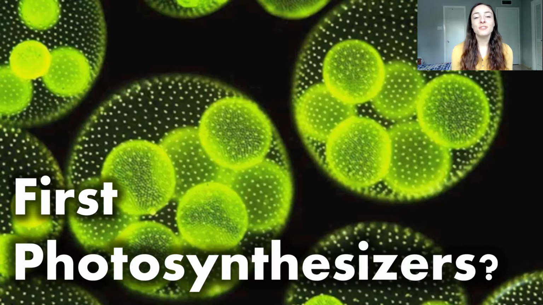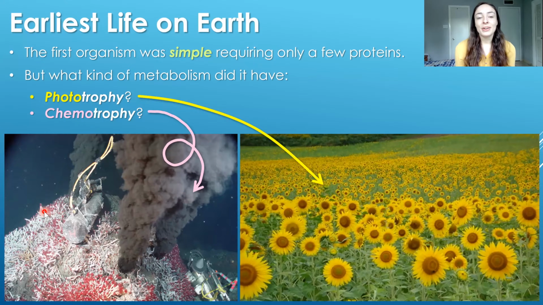Hi guys, today we're talking about the evolution of phototrophs, or photosynthesizing organisms. Like we talked about in the previous video on the earliest life on Earth, this first life might have been a simple chemotroph or a simple phototroph. Phototrophs get their energy from light and chemotrophs get their energy from chemicals.